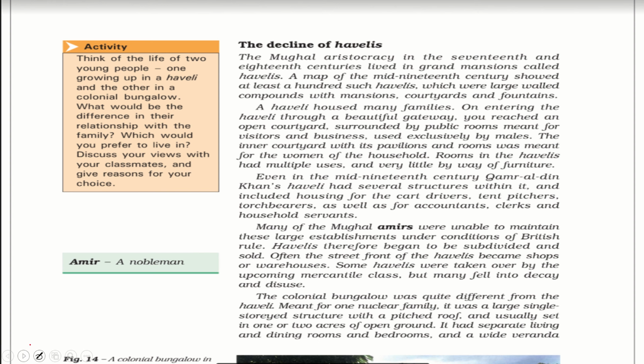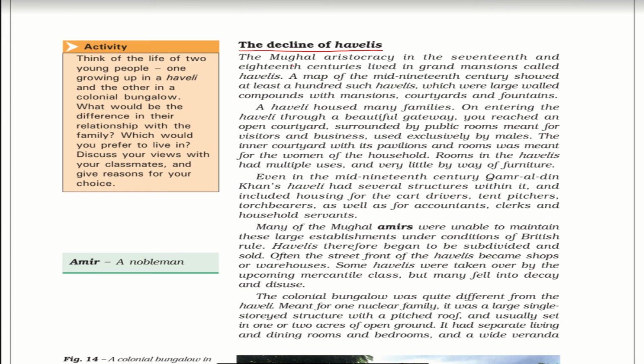Okay, so let's begin chapter number 6 of our class 8, and we are going to cover the topic the decline of havelis today. In this topic, we are going to get to know about the haveli structure and then we will come to the colonial bungalows. The colonial bungalows are quite different from the haveli structure, right? But in spite of that, let's begin the paragraph without wasting time.